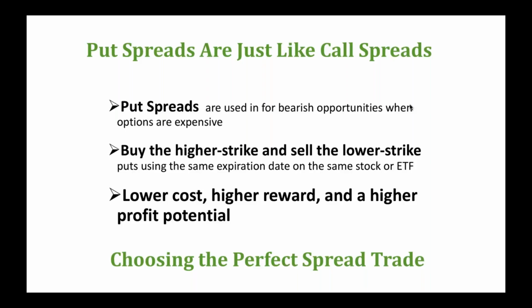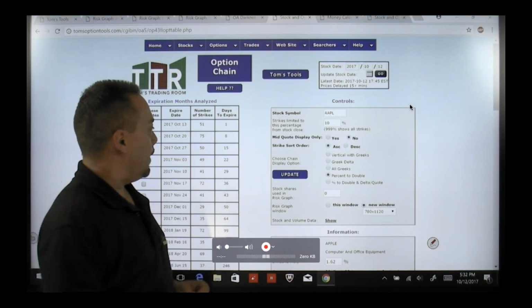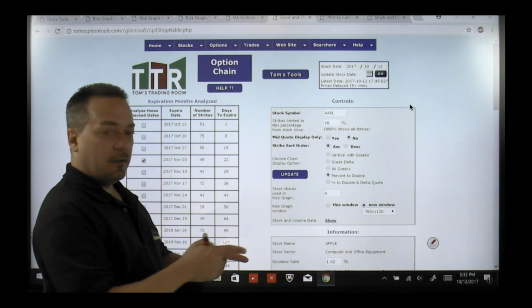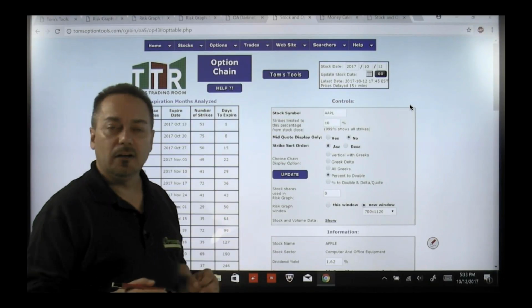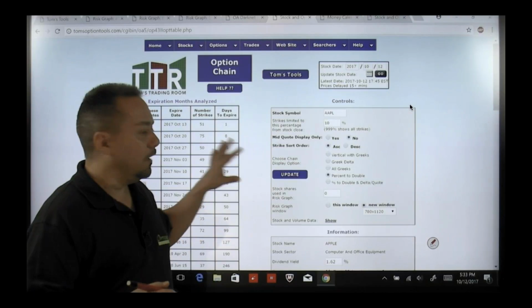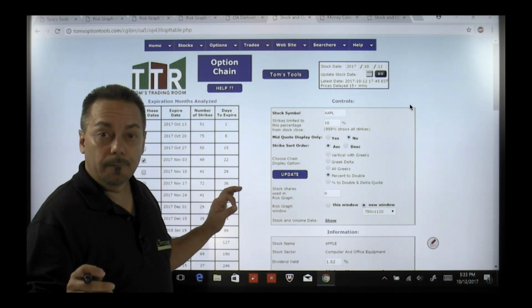Now, I want to show you how you can choose that perfect spread. Before I do, though, let's see if we can work out something with spreads. And to do so, I want to show you how we bring them up and look at them on Tom's Option Tools. So, hey, welcome back. In this case, I'm going to need to go to my other computer, because Apple's actually a stock that doesn't really need a put spread involved in it. Let's take a look at an example.